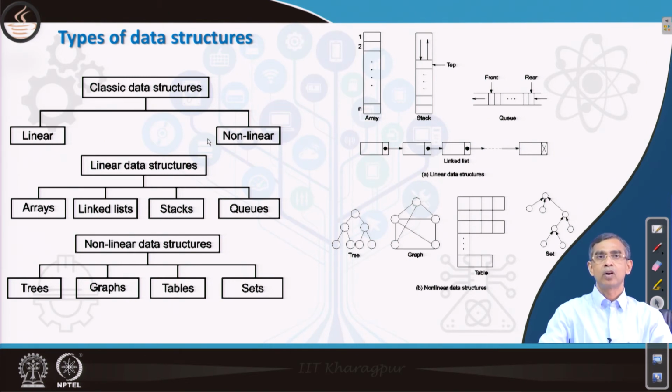Likewise, non-linear data structures are of different forms like trees, graphs, tables and sets. So, how all those data structures look pictorially is shown in this figure. For example, an array looks like this, a stack looks like this, a linked list like this, a queue, a linked list like this, the tree, graph, tables, sets like this one.